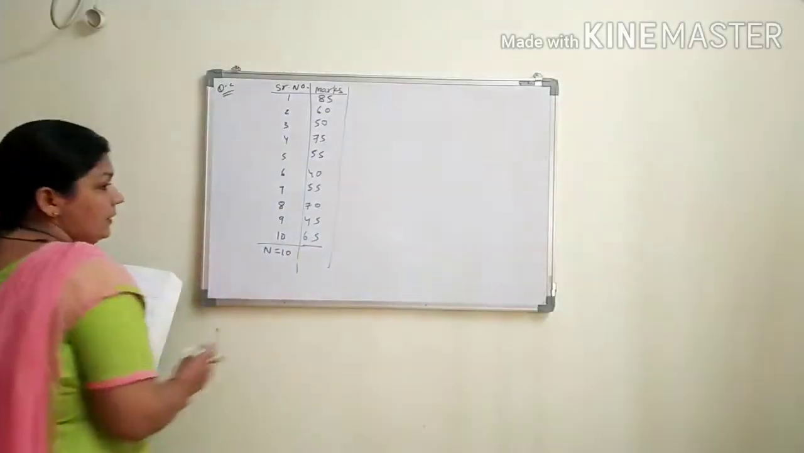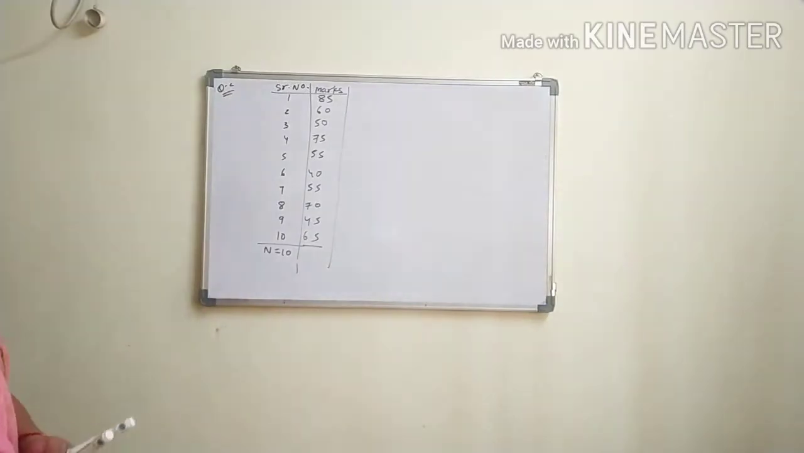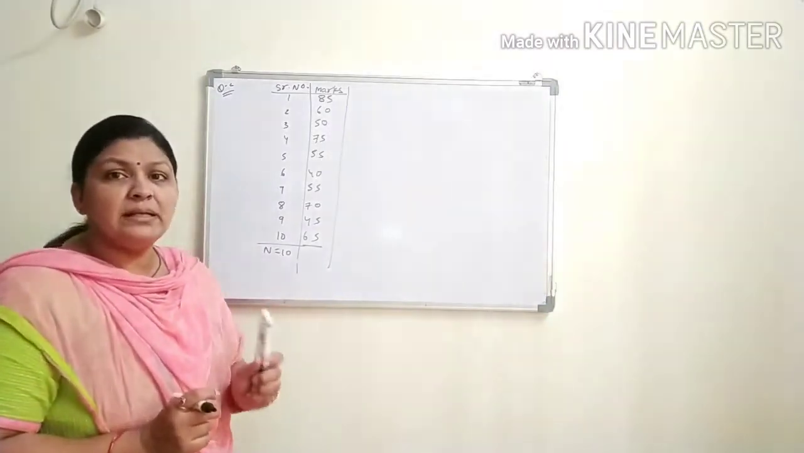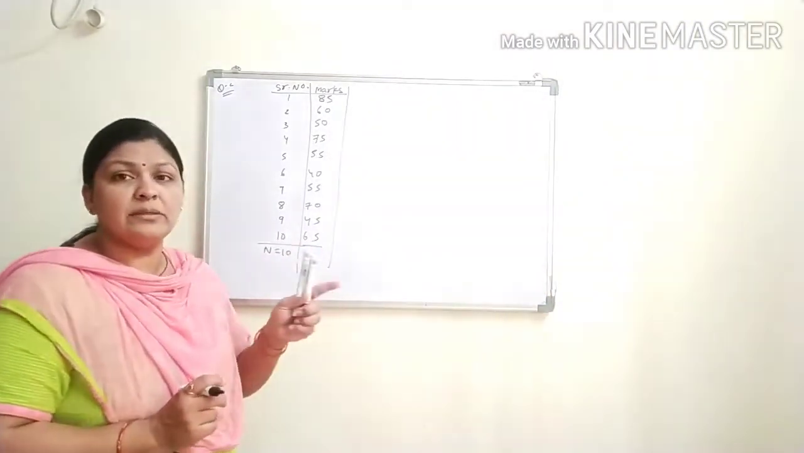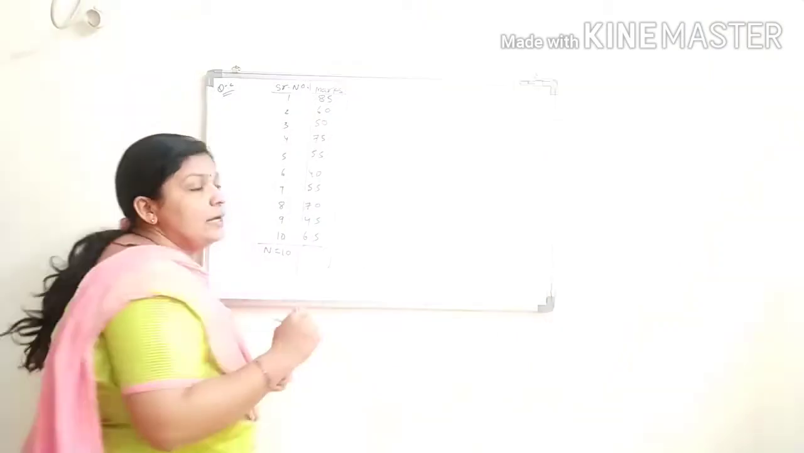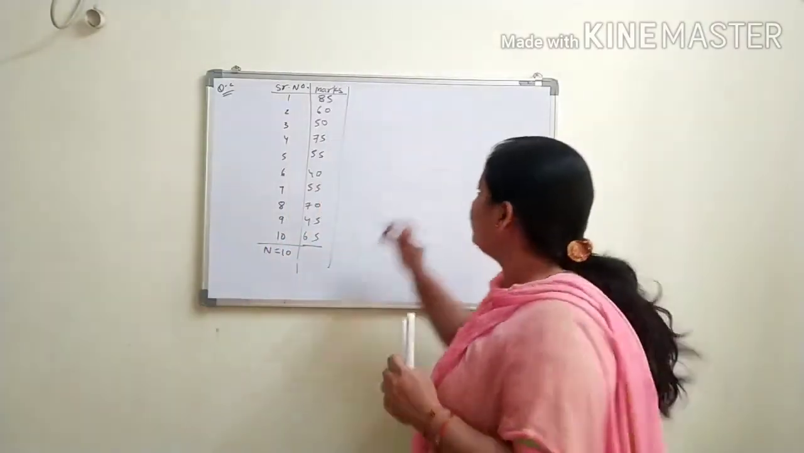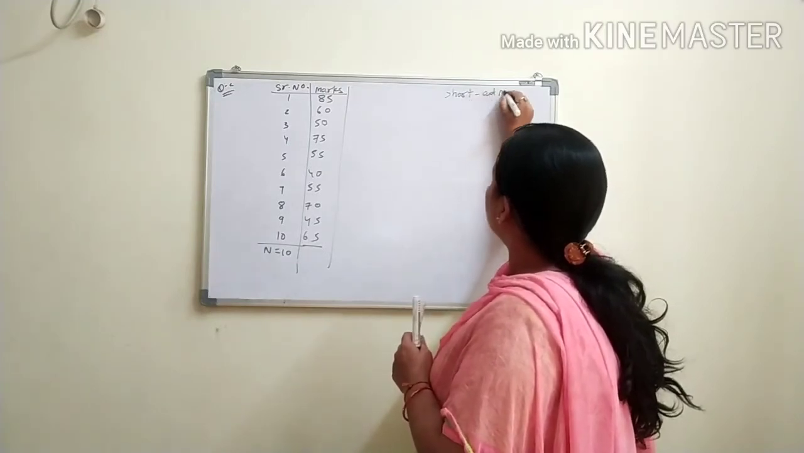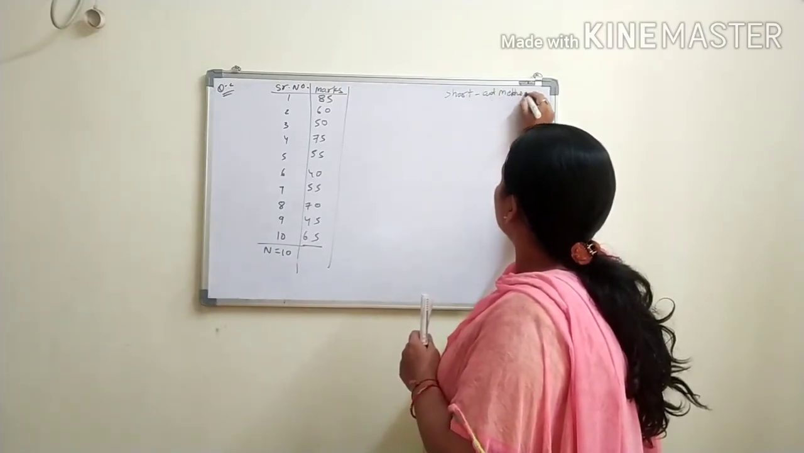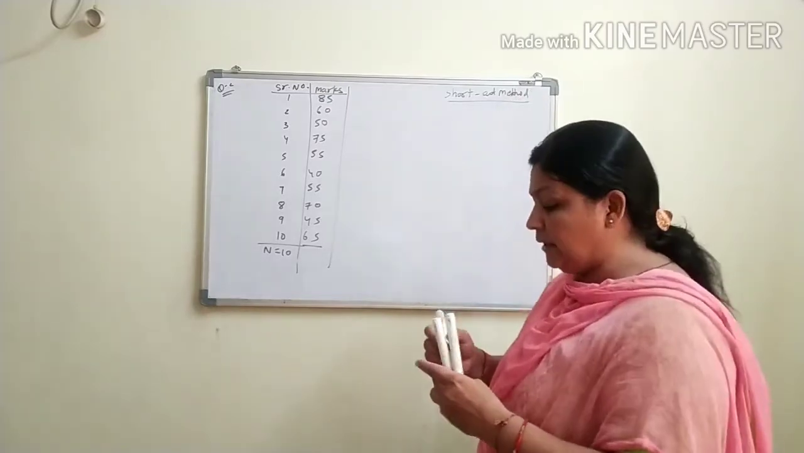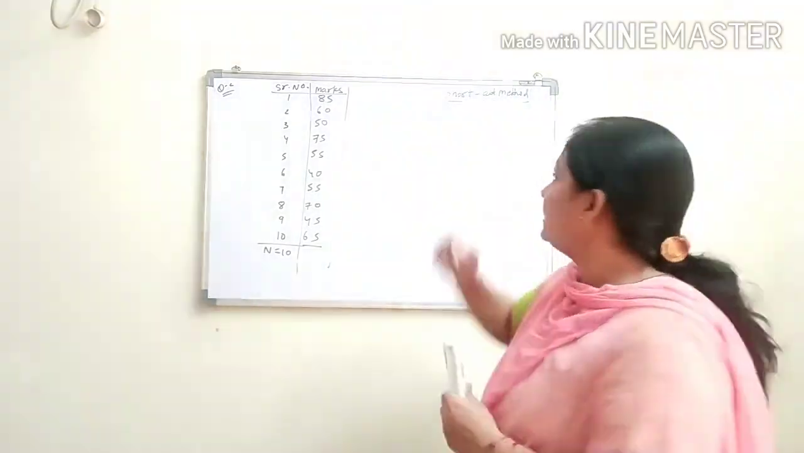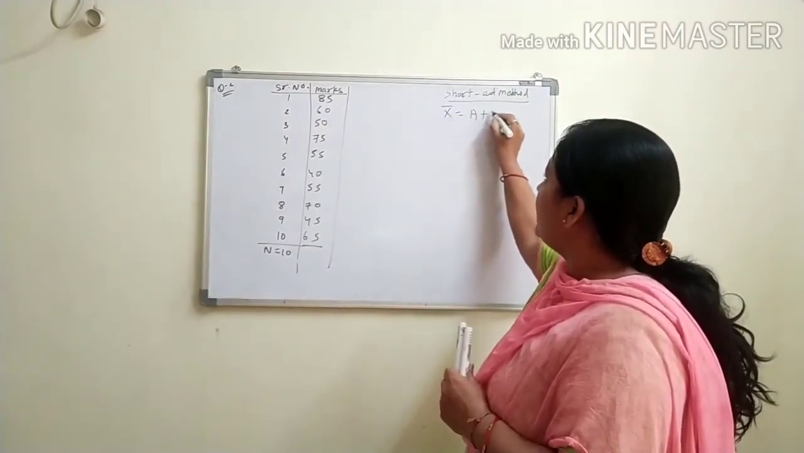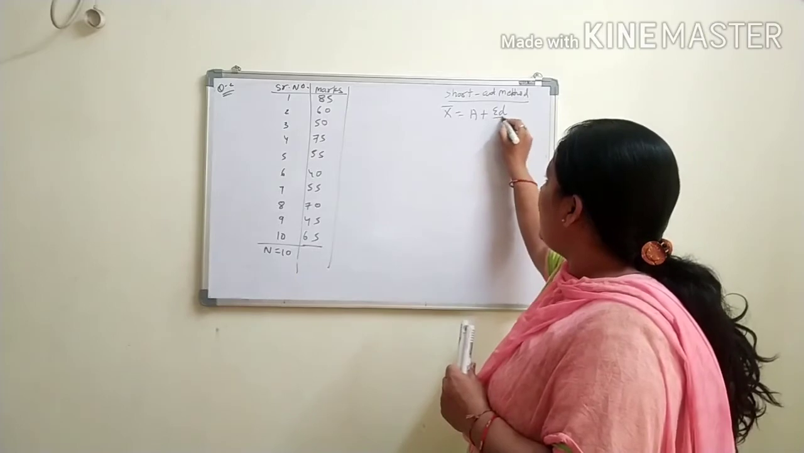Clear? When we use the direct method, we just find the sigma x. But this is not the direct method. This is the indirect, or shortcut, method. So first you write down the formula of the shortcut method. What is the formula? X bar equal to A plus sigma d upon n.